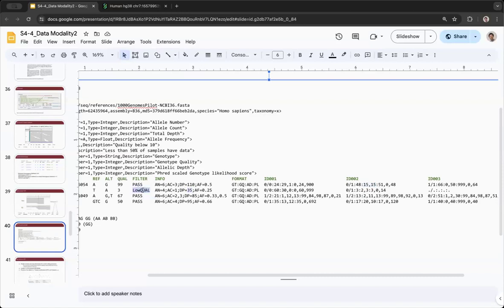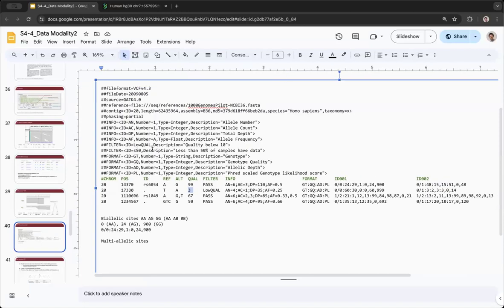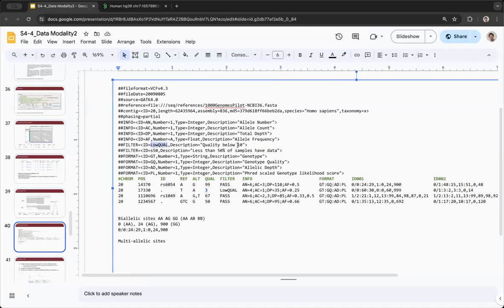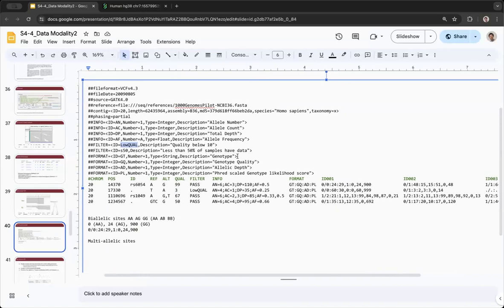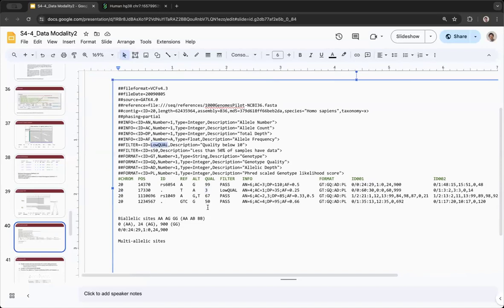And this variant is low quality. Why? Because if you look here, the second piece of information in the format, which is for the genotype, is 3. So it's low quality, right? So it has a lower quality, the quality assumed as 3. And if you look at the low quality tag here, it describes a quality below 10, right? So this is that information. And this is again the same, and allele frequency is also the same information as we see in AC.